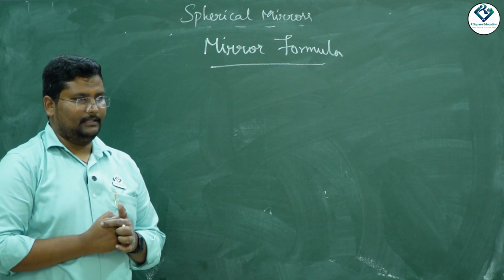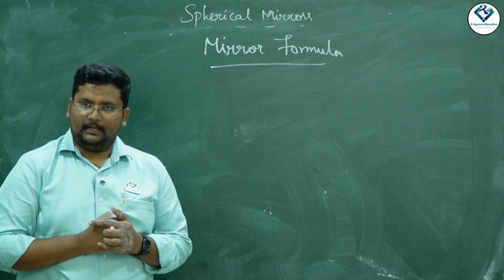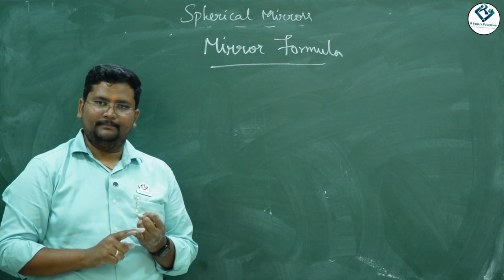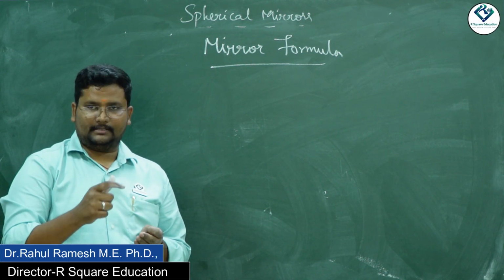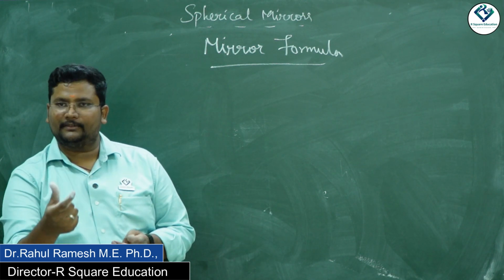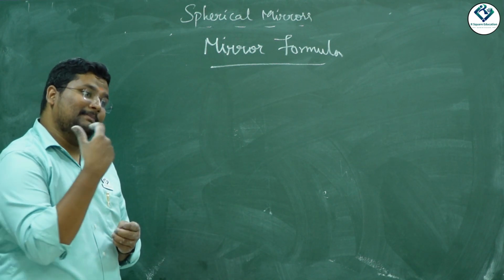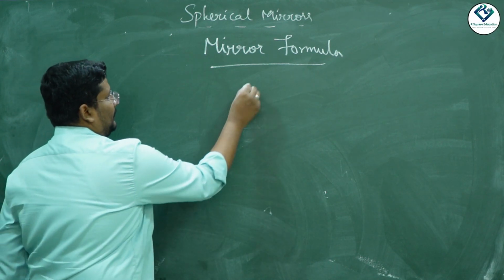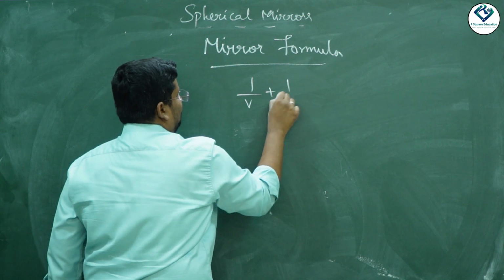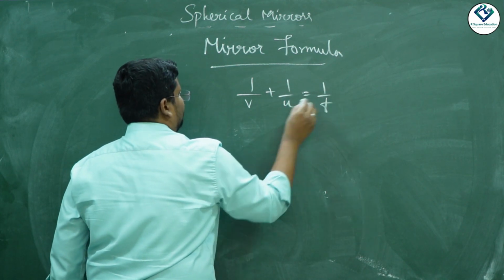See, mirror formula is nothing but the formula which is going to relate object distance, image distance and focal length. By using this we can find out the focal length of the mirror. We can find out where the image is going to be formed if the other two parameters are given. For that we have a formula which is 1 by v plus 1 by u is equal to 1 by f.